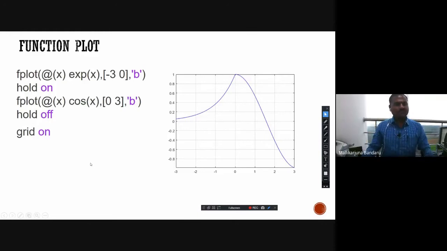What next? Function plots. See, till now, numerically we gave the x value. At certain x values, we found certain y values, and using those x and y, we have seen how to draw the plots. But without giving any x value, how do you draw for a certain function? For that, this is the syntax. Here, fplot at the rate of x, e power x, or sin x, or log x if you want to take, or let us take, suppose, e power x plus sin x. It's a typical expression.